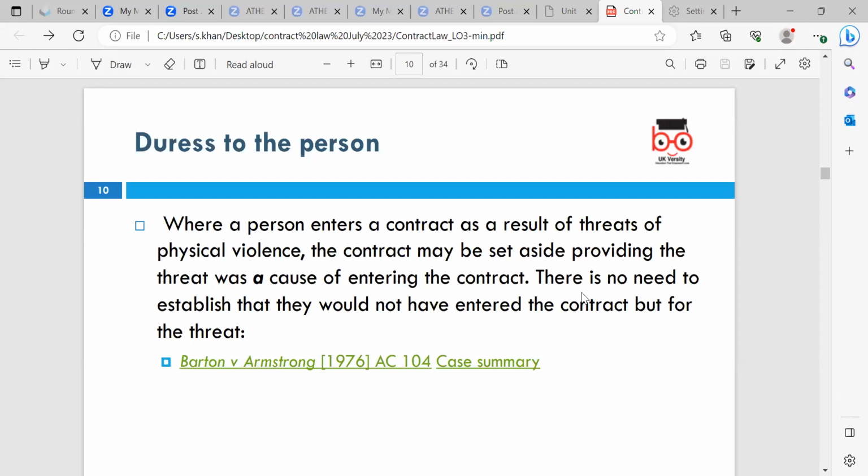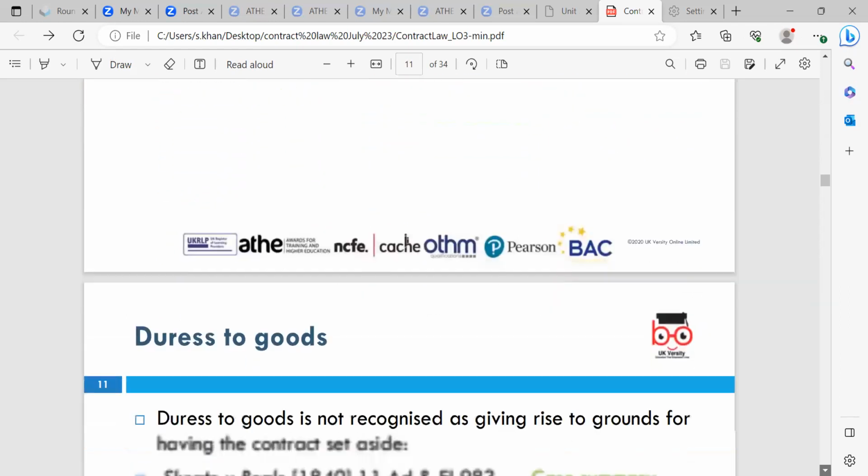It was held in this case that the contract could be set aside where there's duress to the person. There was no obligation to show that he would not have entered the agreement but for the threat. It was simply sufficient that the death threats were a cause that he entered into this contract. So due to that duress, this occurred and Barton entered into the contract.